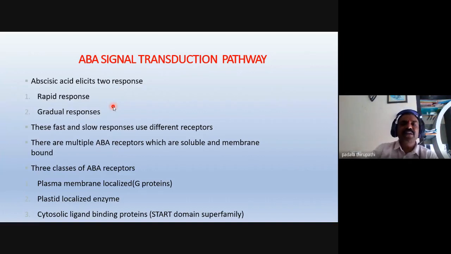Multiple ABA receptors, both soluble and membrane bound. There are three classes of ABA receptors. Number one, the plasma membrane localized G proteins; then plastid localized enzymes; and the third one is the cytosolic ligand binding proteins, that is the START domain superfamily. So these are the three classes of ABA receptors.